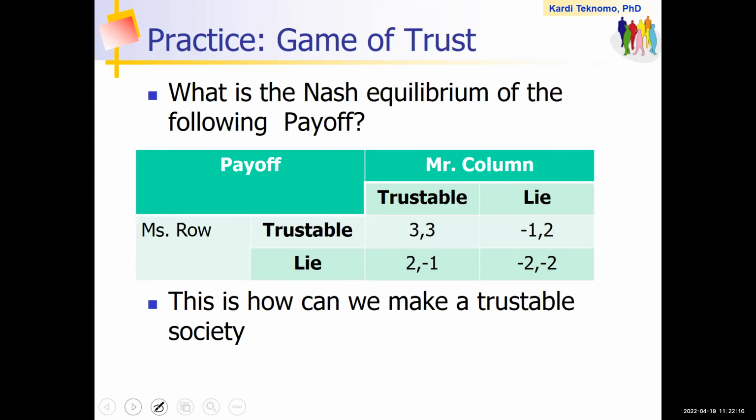Oh, this is the last exercise. Can you find the Nash equilibrium of this? Okay, so the Nash equilibrium is trace and trace. So what is the implication of this game?